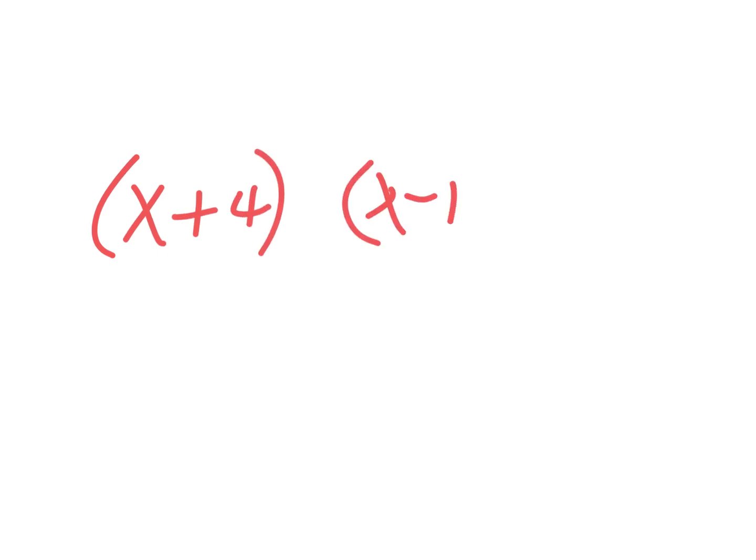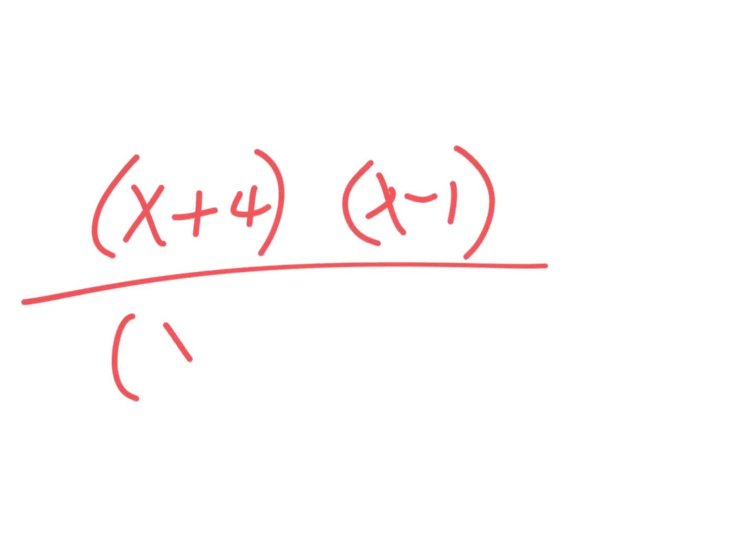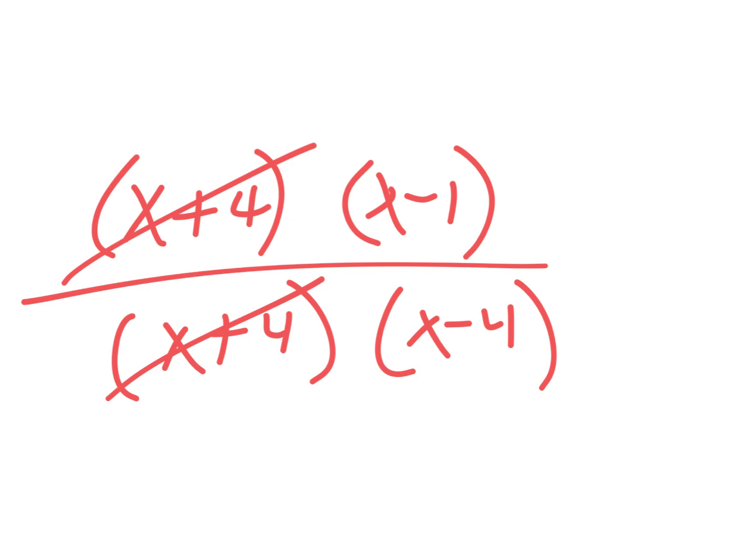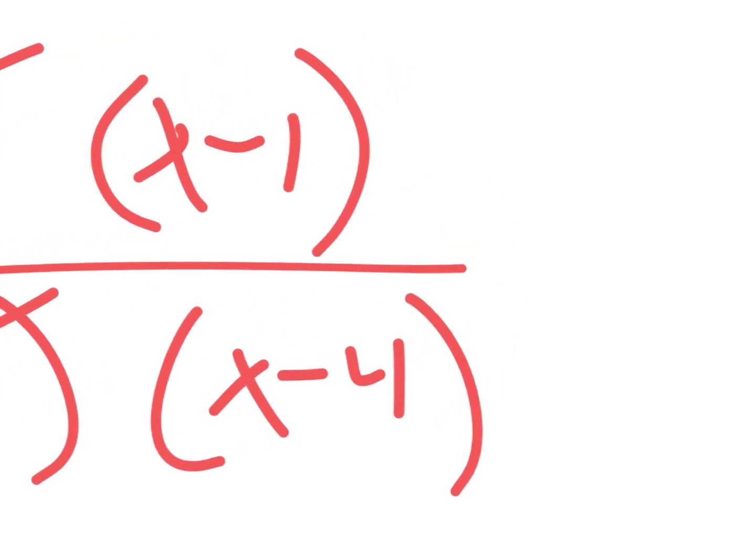So here we go. We're going to start with this thing factored, and it says x plus 4 and x minus 1 over x plus 4. We had to factor the top and factor the bottom, but we were left with that. Raise your hand if you had that.